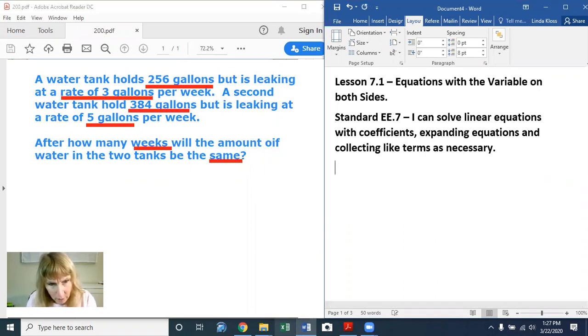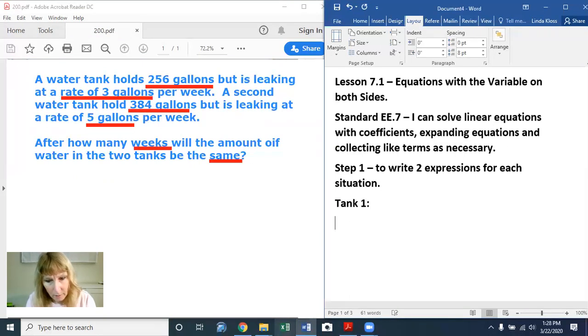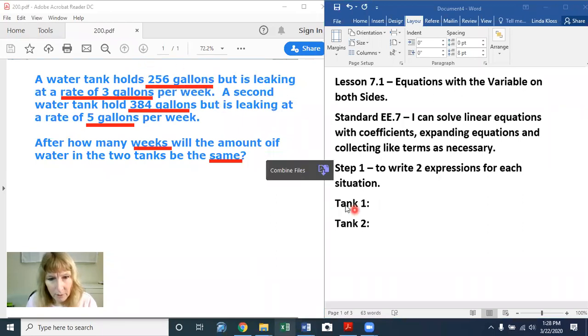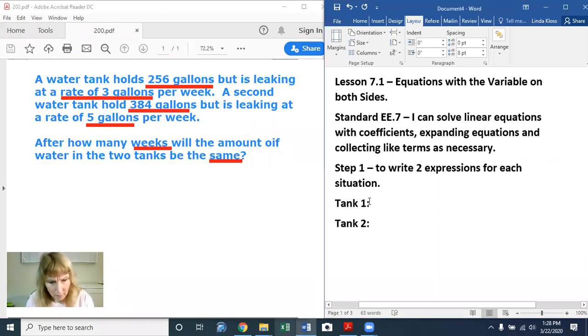So step one, when you're solving a problem like this, is to write two expressions, one for each situation. So we have two situations going on. We have a tank 1 with water, and we have a tank 2 with water. Tank 1 starts out at how many gallons? Let's go back and take a look at our question up here. Tank 1 has, it's underlined, yes, 256 gallons. And a leak is going to represent a minus.